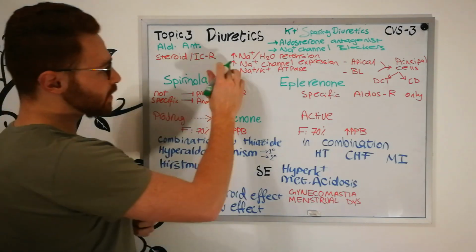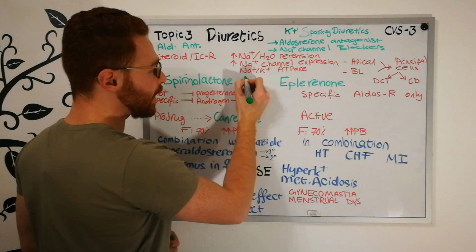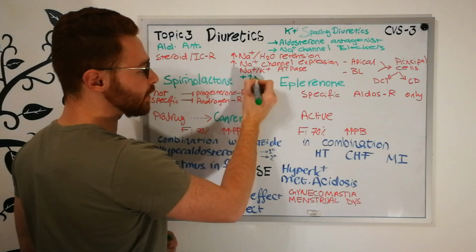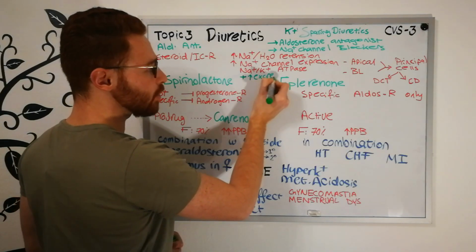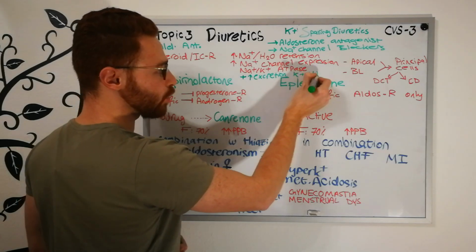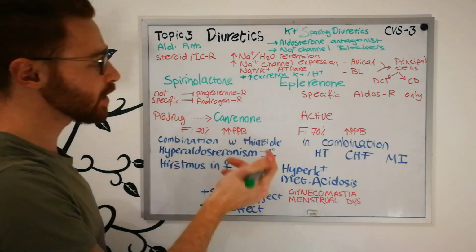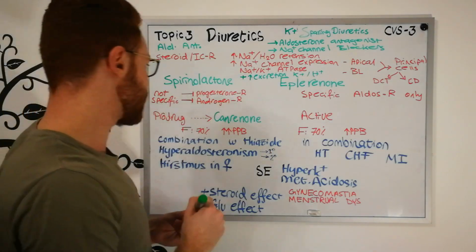Now, something I forgot to mention is that aldosterone is going to enhance the excretion of both potassium and protons, right? So the potassium and proton loss is going to increase when the aldosterone level increases.